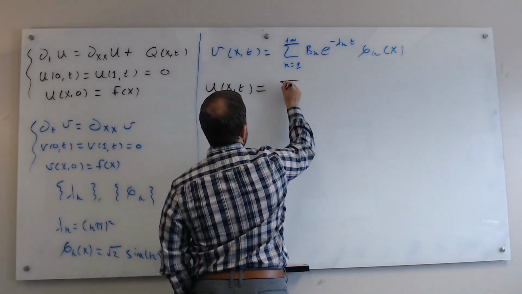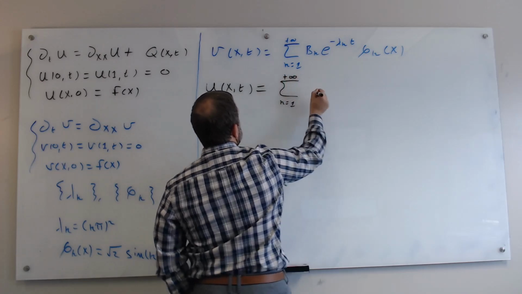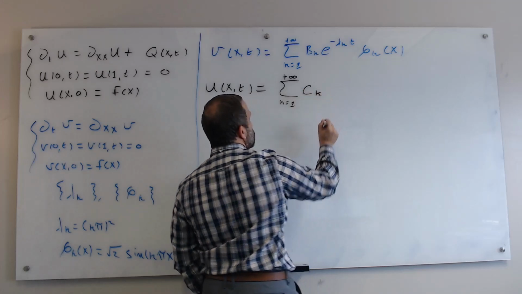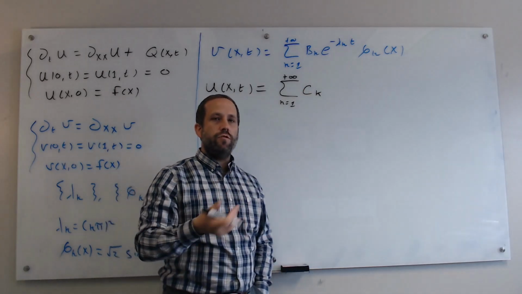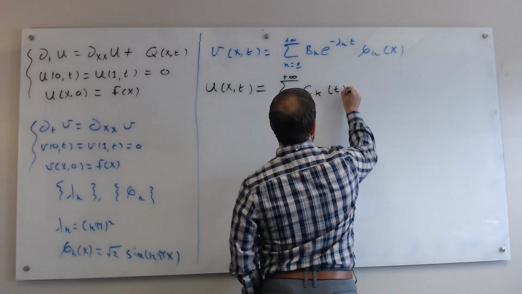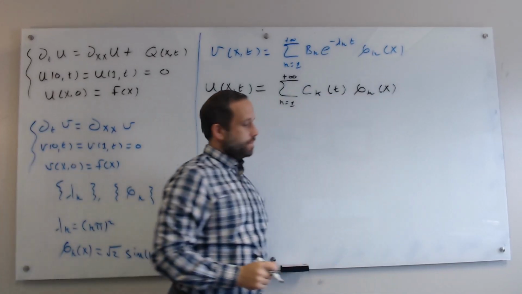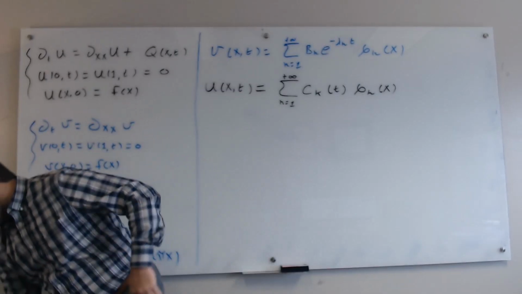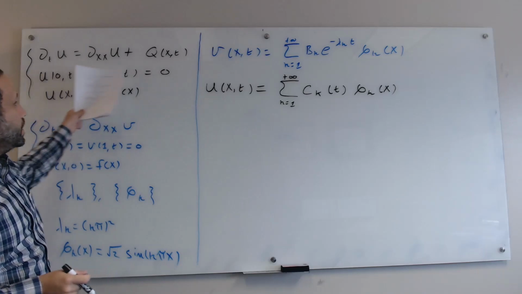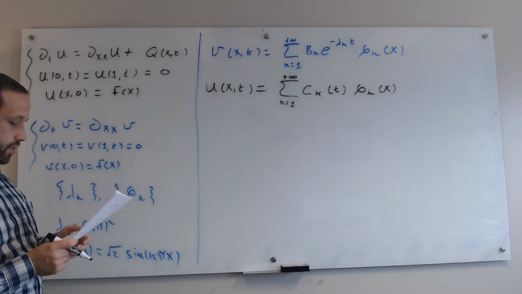So we can write this as the sum k equals 1 to infinity. And I'm going to use c_k as my coefficients. I don't want to use a_k or b_k because we've been using those for homogeneous problems. So we're going to have c_k of t phi_k of x. And now we're going to see what happens if we take this and plug it into the non-homogeneous equation.